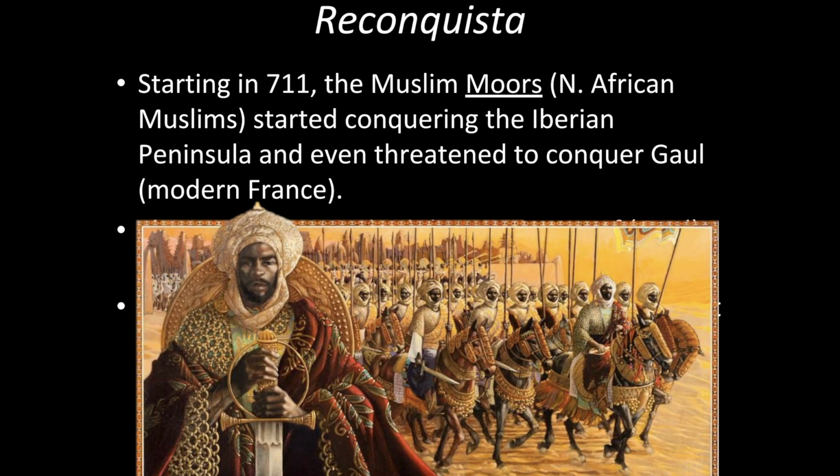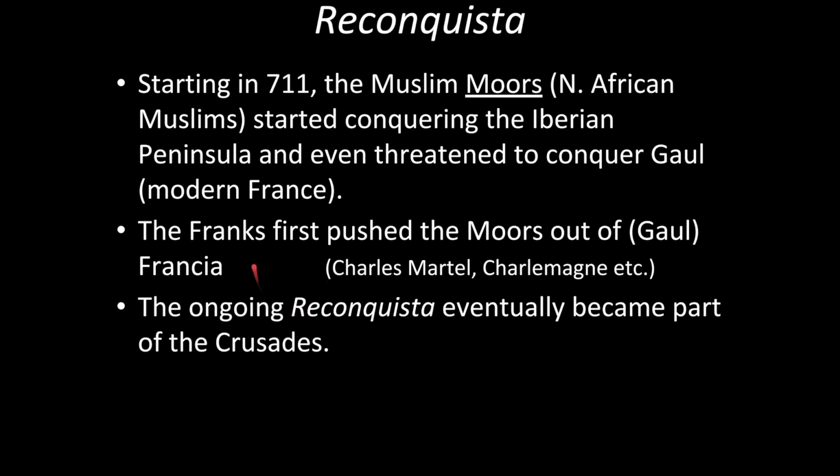The modern nation-state of France in its earliest days was still fighting Islam. The Franks were the first to push the Moors out of Gaul, Francia, and then the task fell to the Spanish once the Spanish became a nation-state, but that doesn't happen for a while. So for the most part, it's the Frankish kingdom that is going to be battling the Muslim Moors in the Iberian Peninsula. And their goal is to kick them out of the Iberian Peninsula and back into North Africa. They want to secure Western Europe for Christianity.